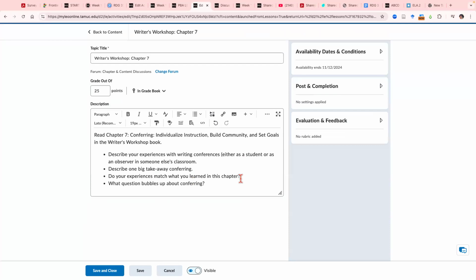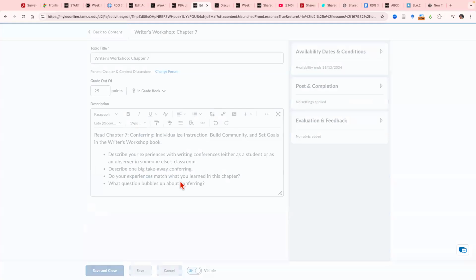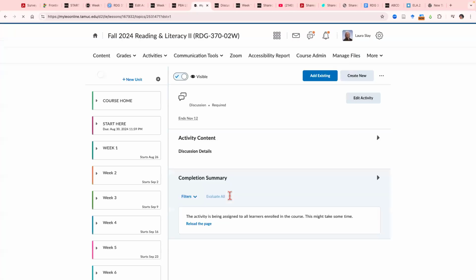And I want you to think about how your experiences in writing conferences, whether it's through this class or maybe you write blogs or you write for other people somewhere. Some of us are writers and some of us are afraid to write. Or maybe it's what you've observed in classrooms, or maybe it's what you experienced early as a student when you were in school not too long ago. So compare what you're learning to what you're experiencing and what questions bubble up about this process. Okay, so that's your first prompt for chapter 7.